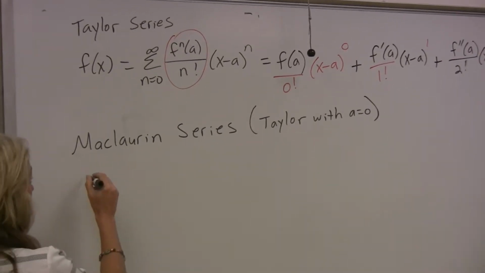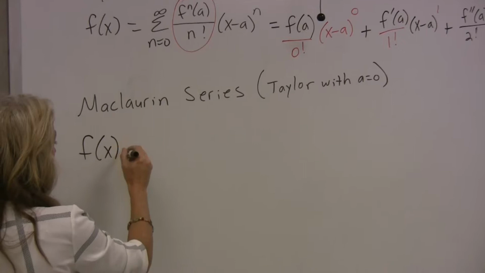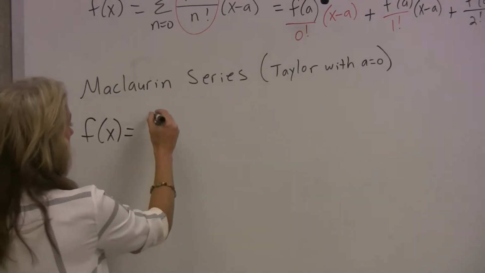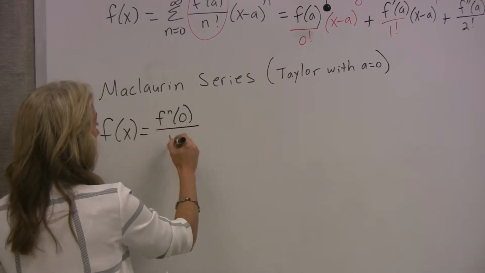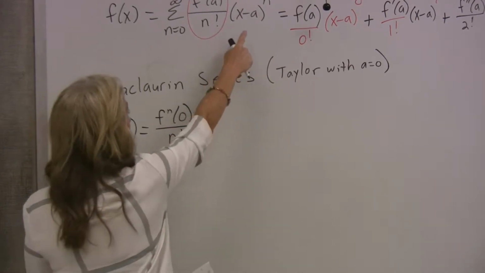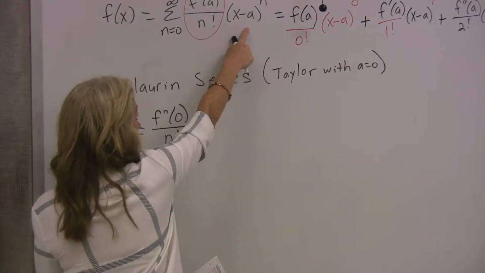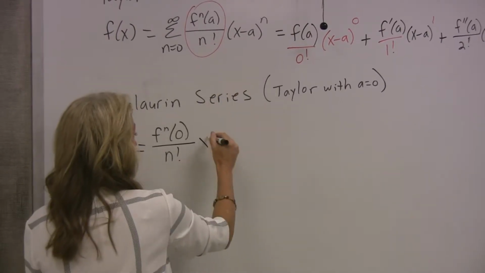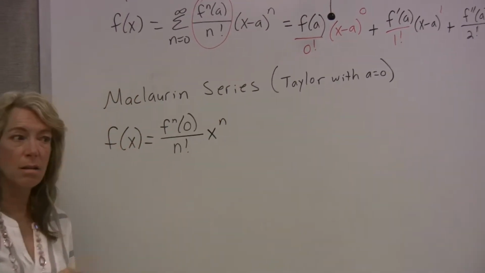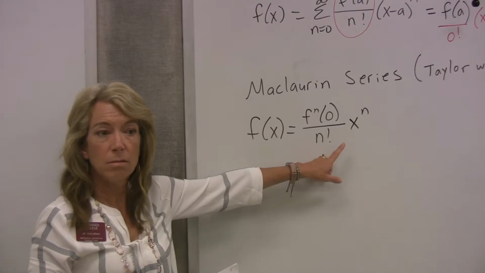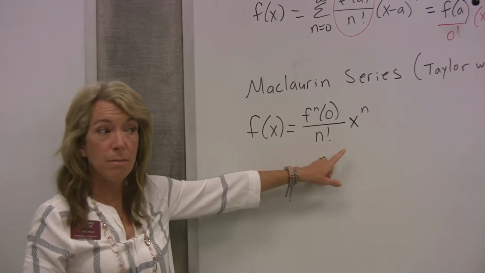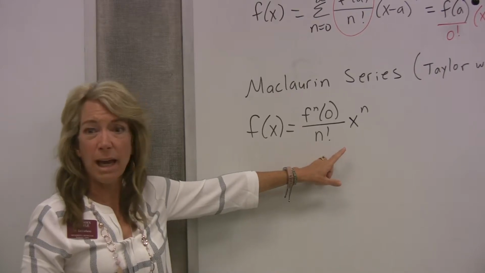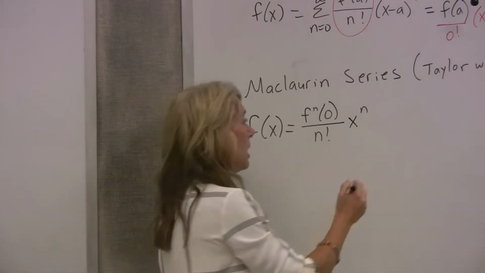So for Maclaurin, all my a's become zeros. So I have the nth derivative at 0. I still have the n factorial. But if a equals 0 here, x minus 0 is just x to the n. It just looks prettier, center at 0. Makes everything look nicer. See how it's the same thing? I'm just replacing all my a's with zeros.